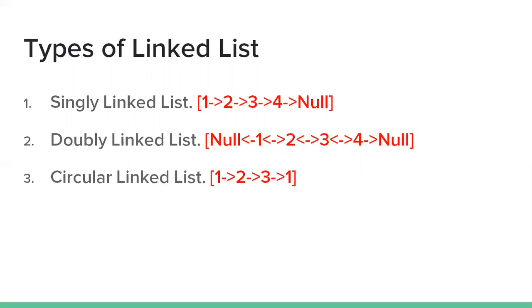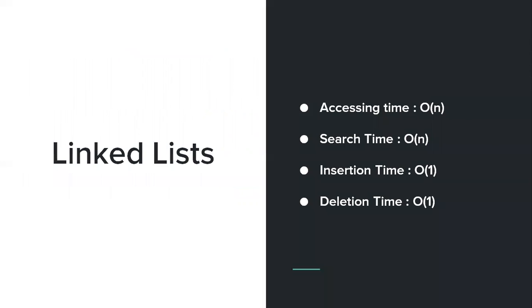And we have the circular linked list. In a singly linked list, the last element will be pointing to null, whereas in a circular linked list, the last element points to the first element of the linked list. That is called a circular linked list. These are different types of linked lists. Any question may be asked about the types of linked lists.